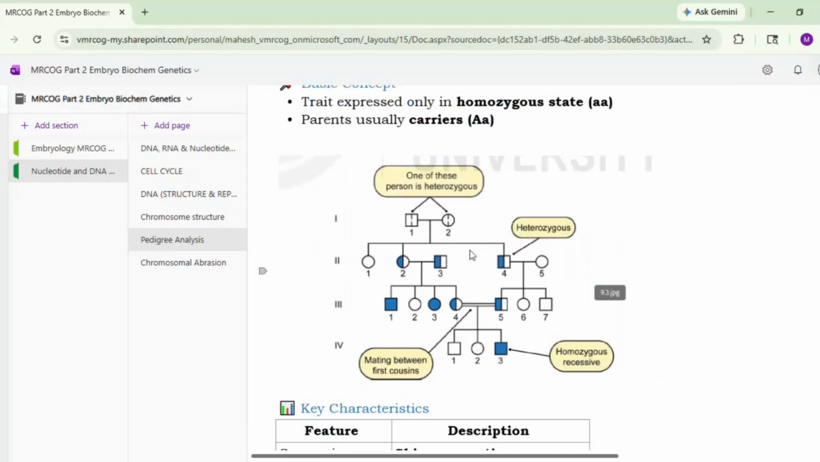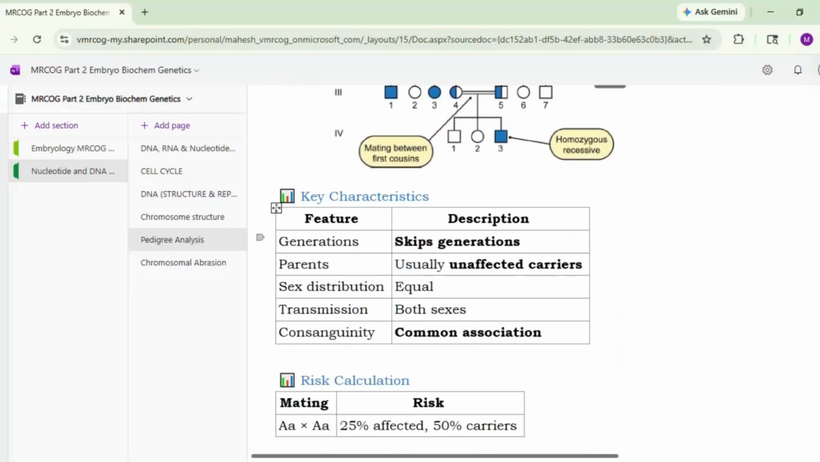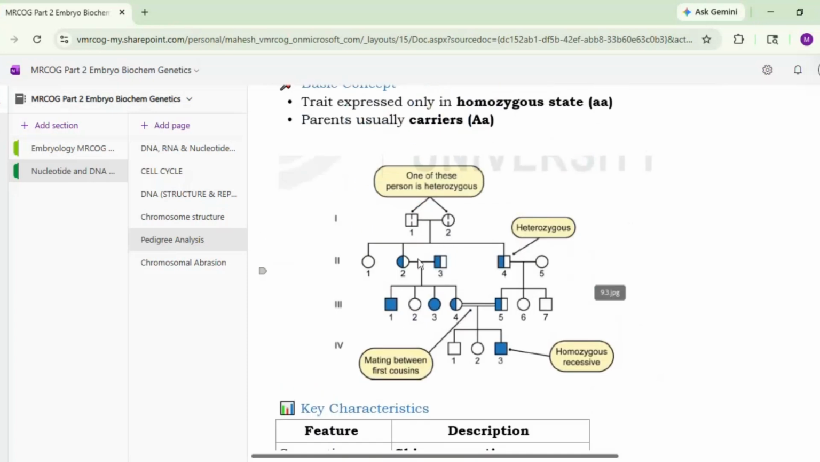Okay, so here you see one of these persons is heterozygous. Either this one is heterozygous or this one is heterozygous, and that is transmitting further to the next generation. Here there is a consanguineous marriage, and here there is affection of the male. Okay, so autosomal recessive. So what happens in autosomal recessive? There is a skipping of the generation.